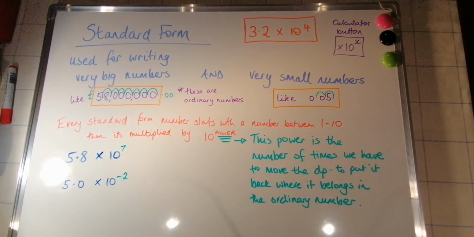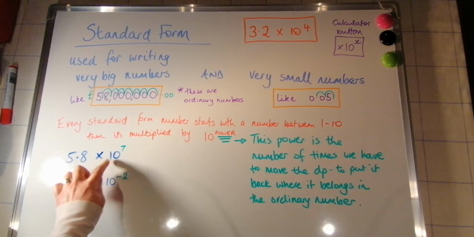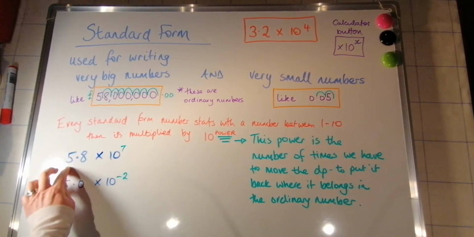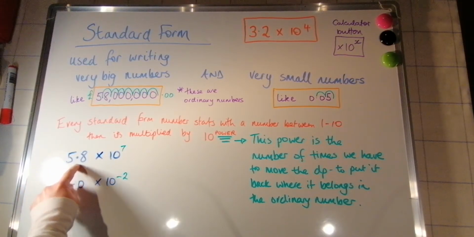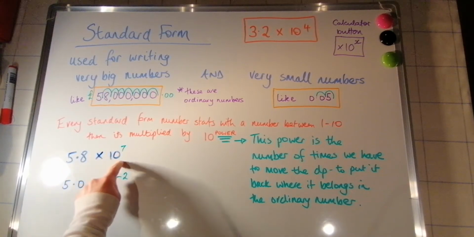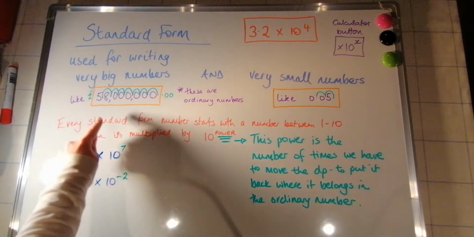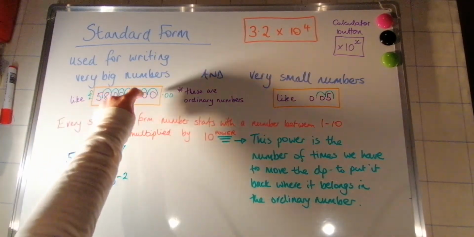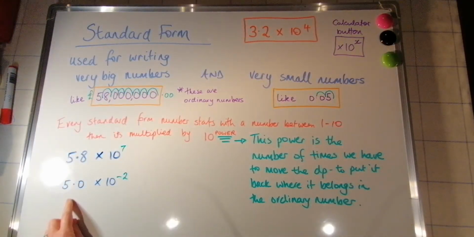So my number, 58 million as an ordinary number, is written as 5.8 times 10 to the power 7. 5.8 because this first number has to be between 1 and 10. 10 to the power of 7 because I had to move my decimal point 7 times to get it back to where it belonged.